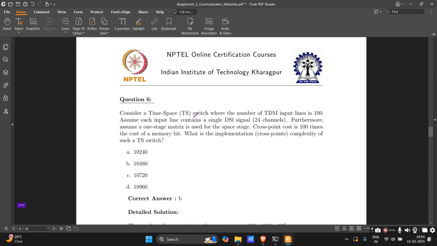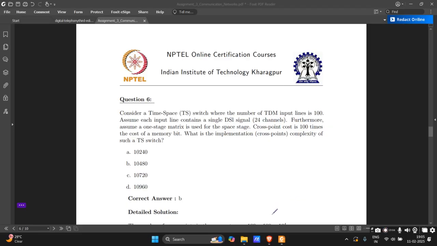Next is, consider a time switch where the number of TDM input lines is 100. Assume each input line contains a single DS1 channel. So single DS1 signal, that is 24 channels. Furthermore, assume a one-stage matrix is used for the space stage. Crosspoint cost is 100 times the cost of a memory bit. What is the implementation complexity of such a time space switch? So this is a TS switch, time space switch, like I have taught just now.